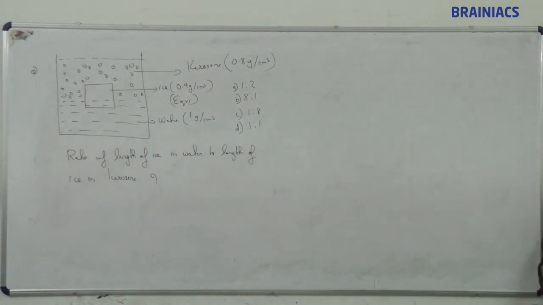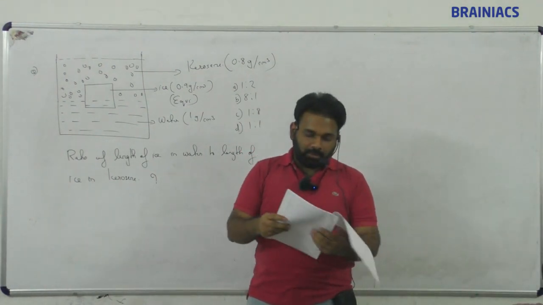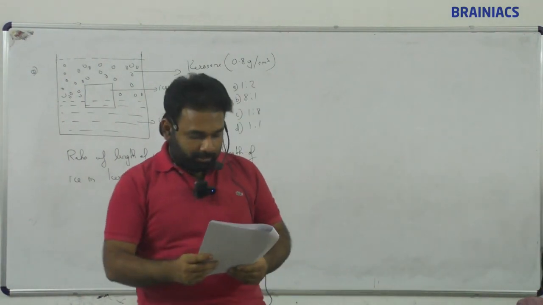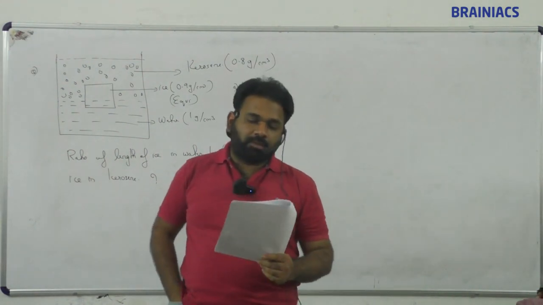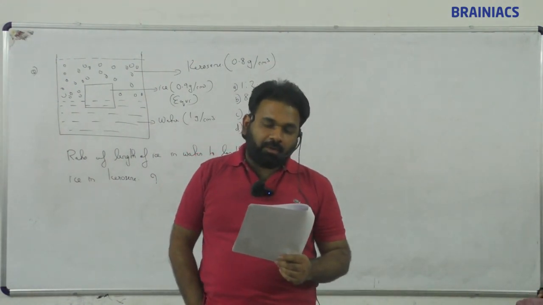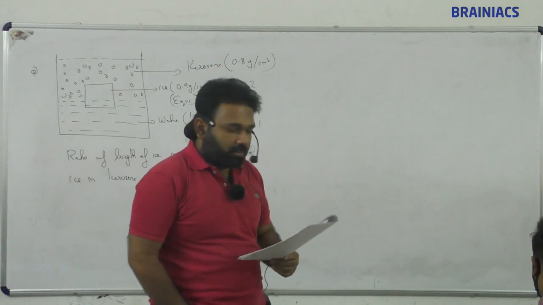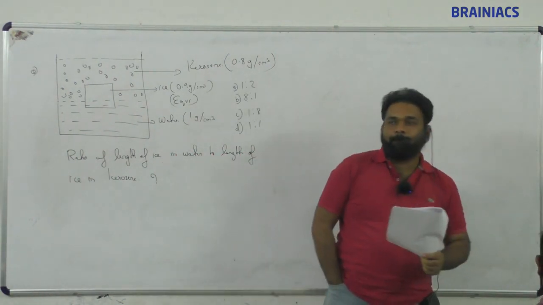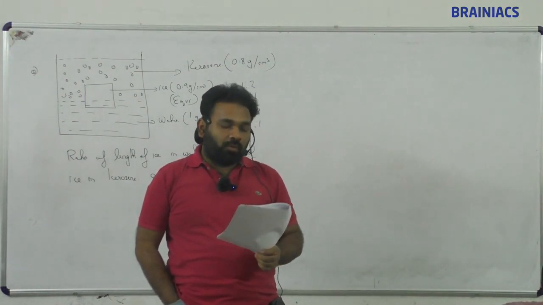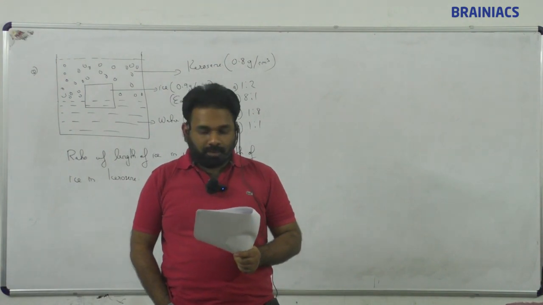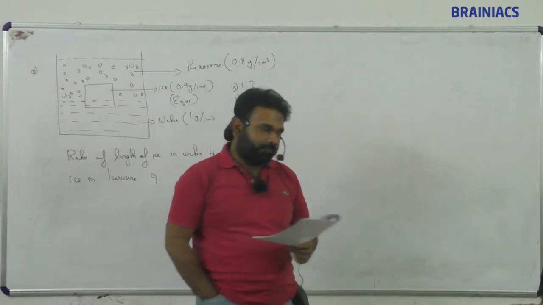Okay, take that handout, children. Go to question number 1. Simple question. A solid of density D is floating in a liquid of density small d. If small v is the volume of solid submerged in the liquid, and capital V is the total volume of the solid, then small v divided by capital V is equal to what?